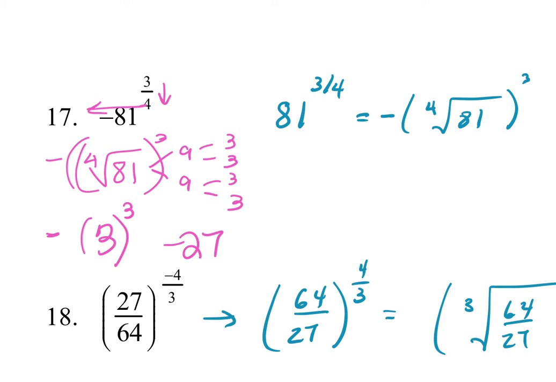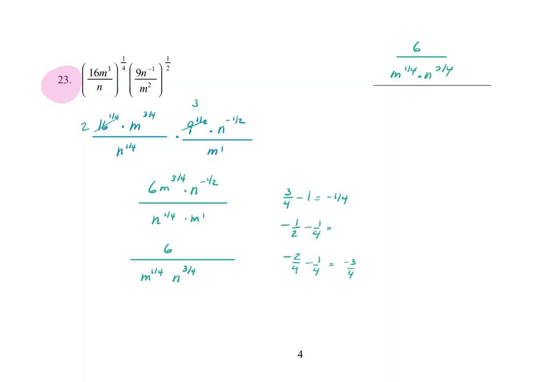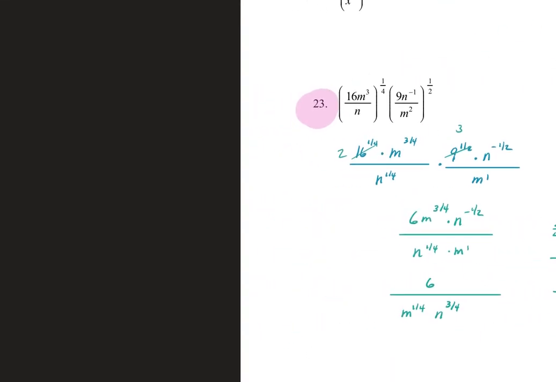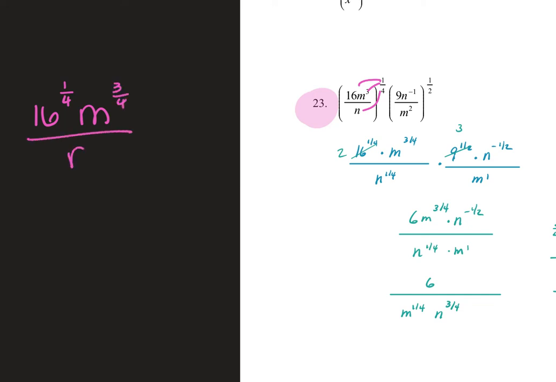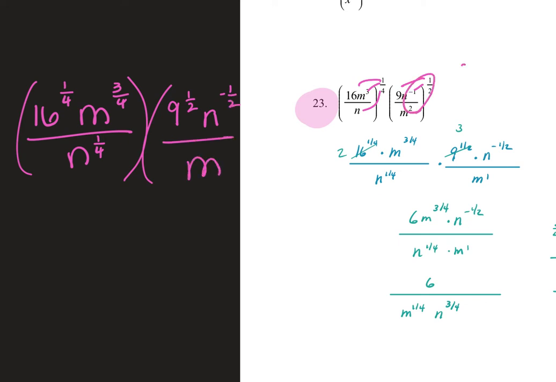And then what was the other one? 20. This one, so 23. I would start by distributing the 1/4 to each of them. 16 to the 1/4. M to the 3 times 1/4 would be 3/4 over n to the 1/4. So they all got the exponent on the outside. Times, I'm going to do the same thing here. 9 to the 1/2. N to the negative 1/2 over m 2 times 1/2 is just 1.